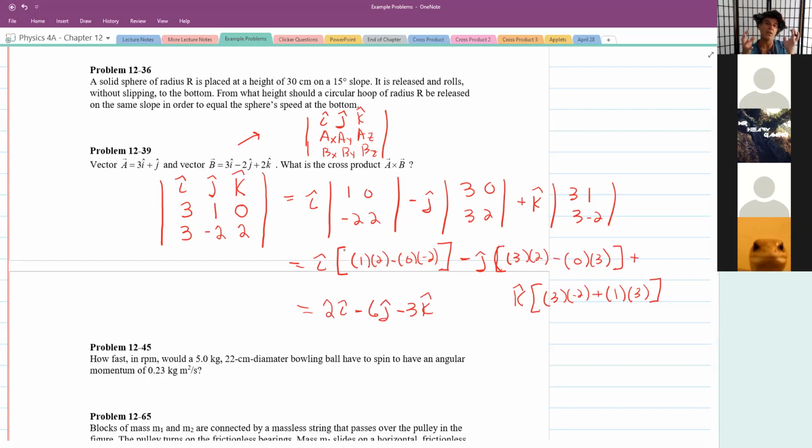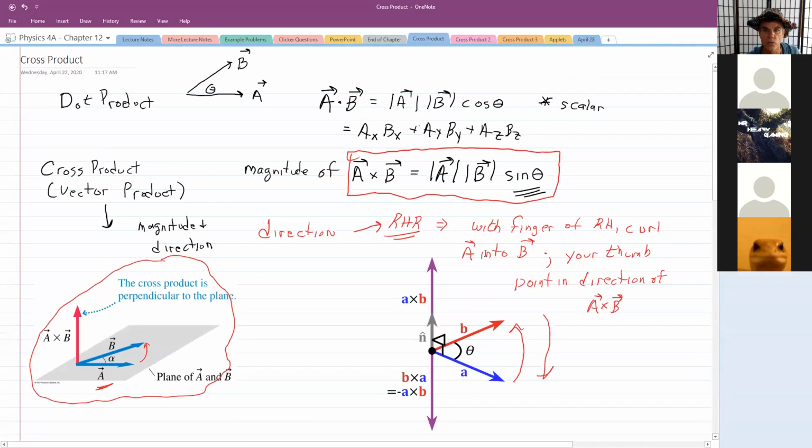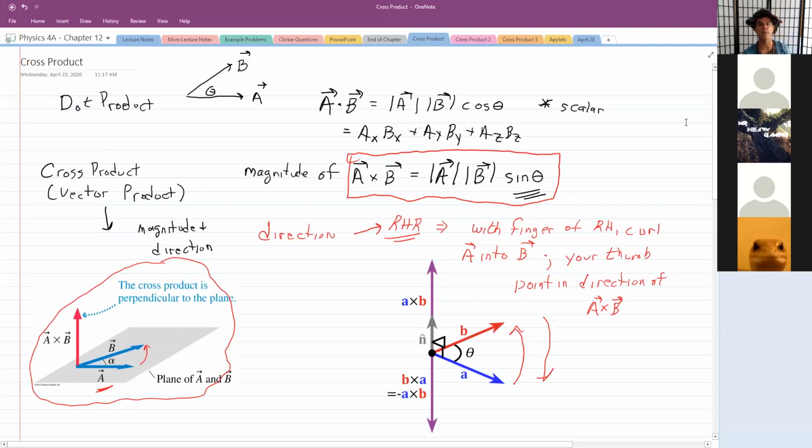So that's if you're given i, j, k, if you're given them in x, y, and z components. Oftentimes you're just given, let's say, two vectors, like in this case, A and B, and I want to know what is the cross product. Well, the dot product was a scalar, and I didn't have any direction associated with it. And the magnitude was just the magnitude of one times the magnitude of the second times the cosine of the angle.